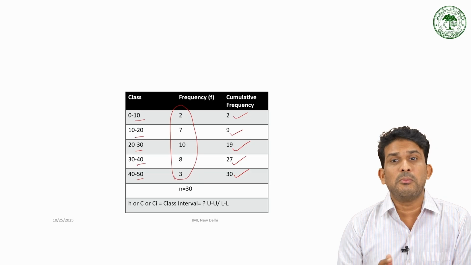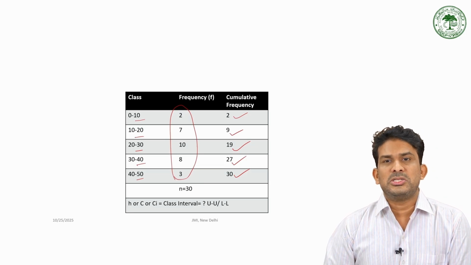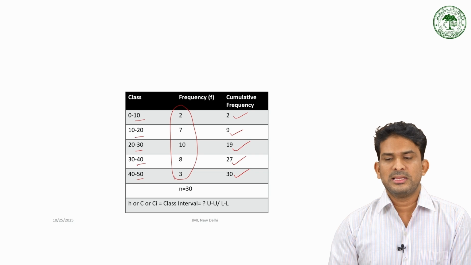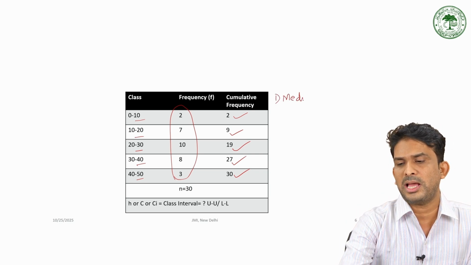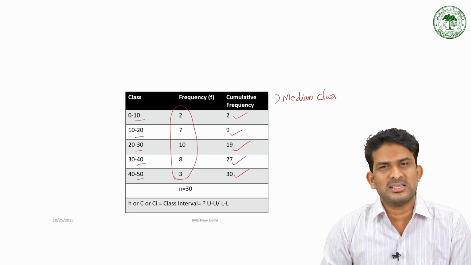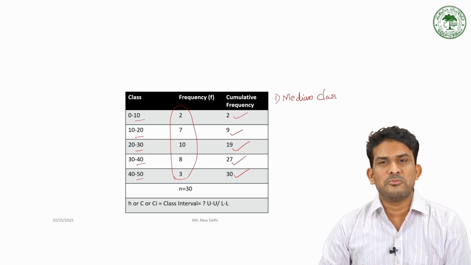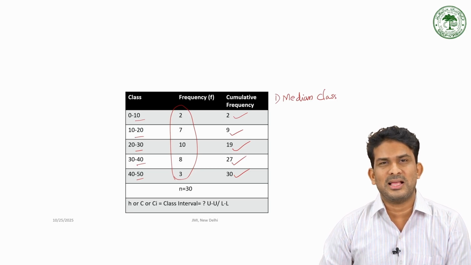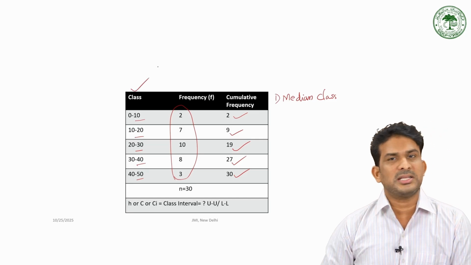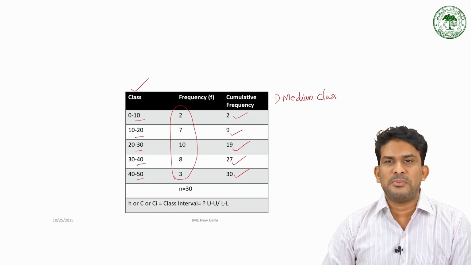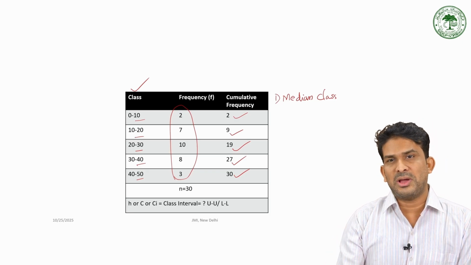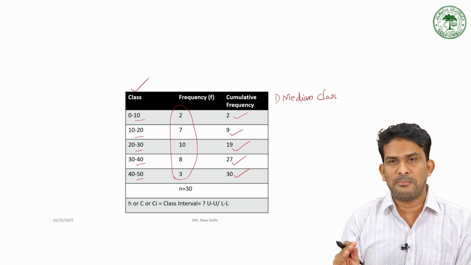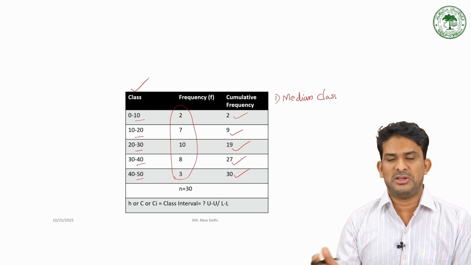The first and foremost task of a student to identify the median is to identify the median class. Where median comes, that you have to identify. What is median class? Where the middlemost value comes, that class is known as median class. In the previous class we mentioned, you have to identify the middlemost value, the position where it comes in the cumulative frequency.